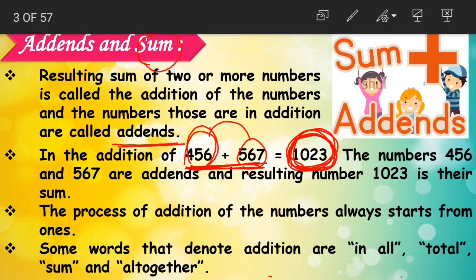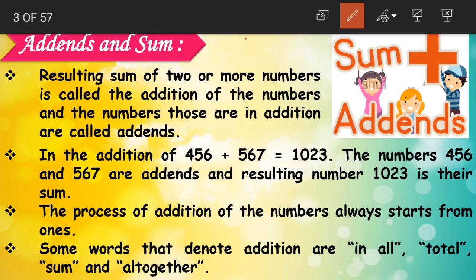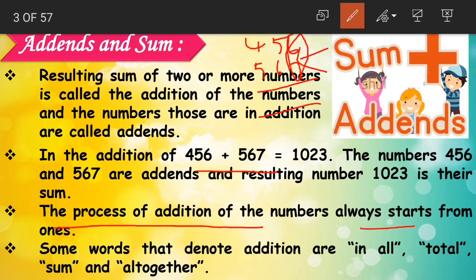The process of addition of numbers always starts from the ones. Suppose I have two numbers here, let me take these two numbers only, 456 and 567. How will we start adding, children? From which side? From the right side, which is nothing but the ones place, right? So this is what they are saying. The process of addition always starts from ones.